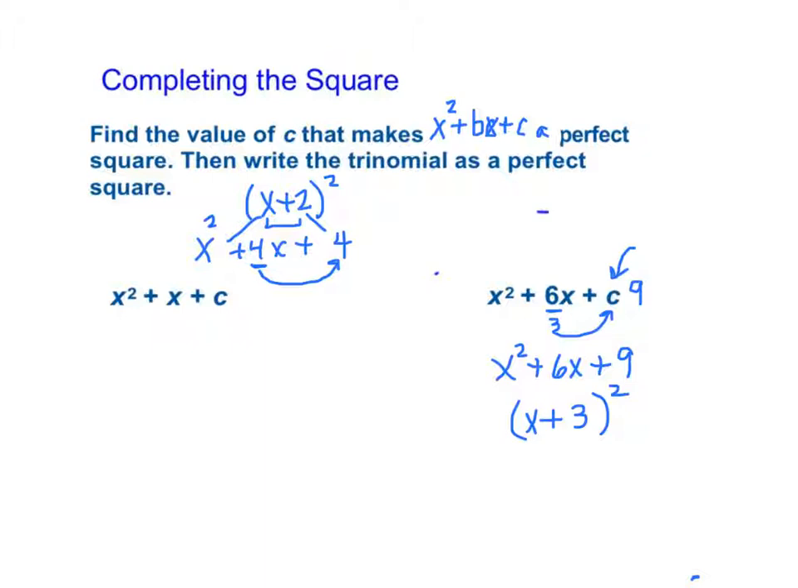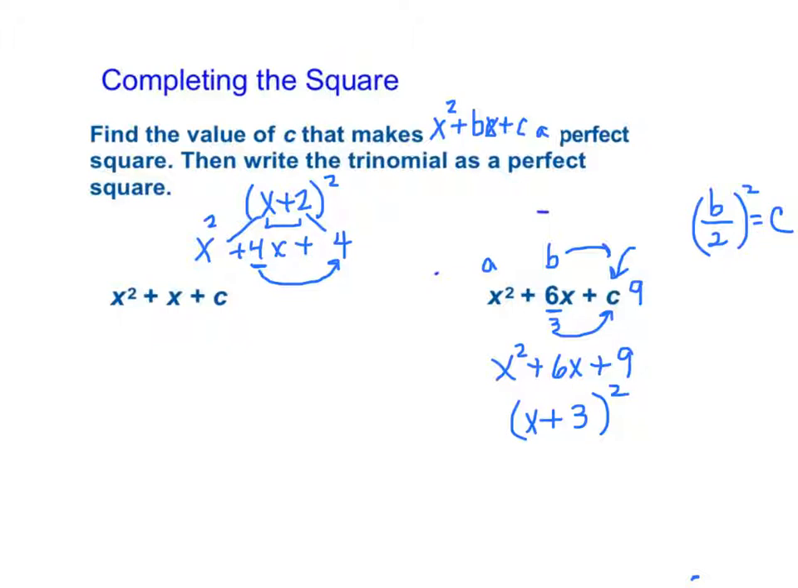So there's a relationship between these numbers. And I guess what I'm trying to tell you is this b number right here, remember a, b, and c, this b number, if I take half of it and square it, I'm going to get c. So if you take the b number, take half of it, and square it, that's going to equal c in a perfect square every time.